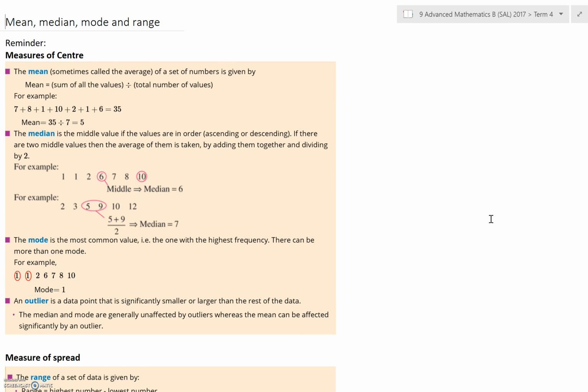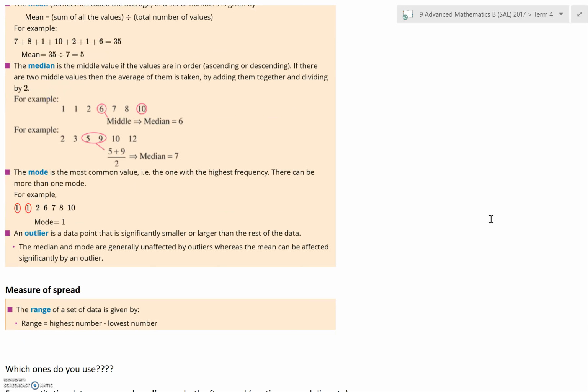Now the mode is the most common value. It's the one that occurs the most often. There is often more than one mode, and that is perfectly fine. In this case, our mode is 1 because we've got 2 1s and only one of every other number. So multiple modes, perfectly fine, and that does happen.